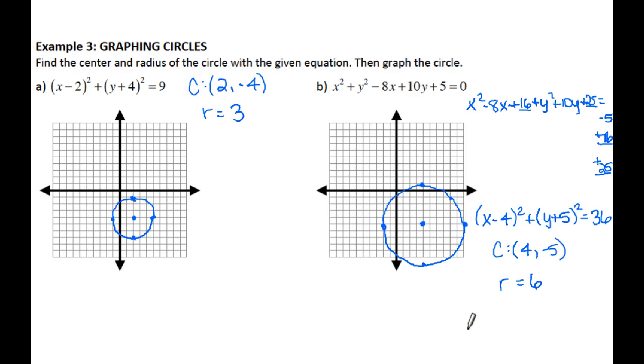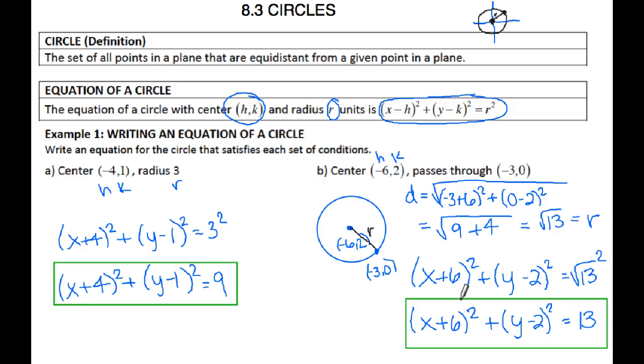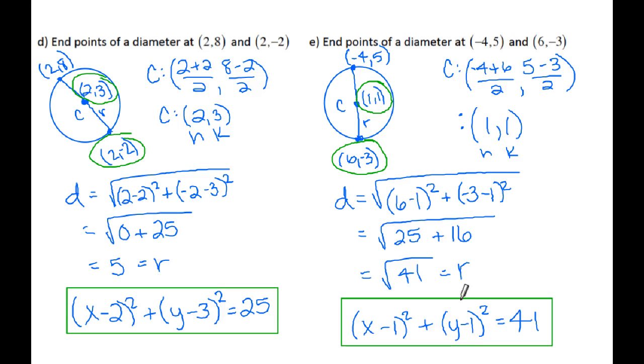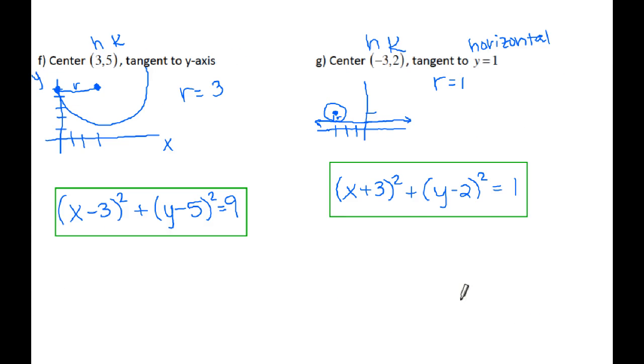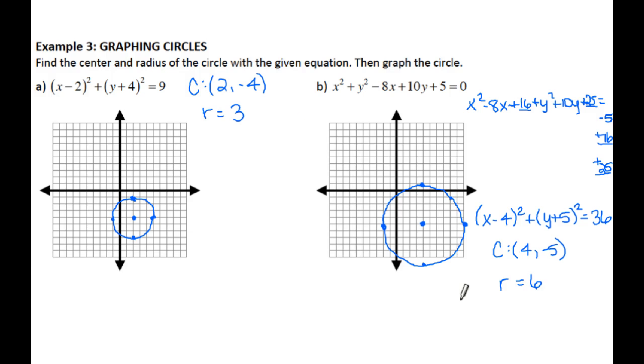Alright, so recap, here's what we did with circles. We wrote equations for circles. To be able to write the equations, you need 2 pieces of information, your center and your radius. If you're not given your center and your radius, find the center and your radius, which is what you had to do for B, D, E, F, and G. And then example 2, we changed it to standard form, and the way that you did that was by completing the square. Example 3, we graphed. And to be able to graph, you need to know your center and your radius.